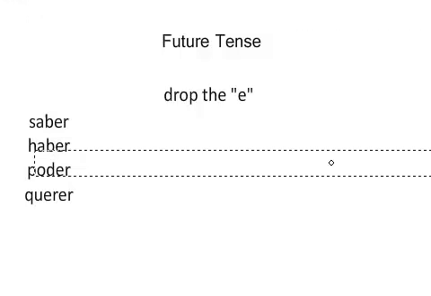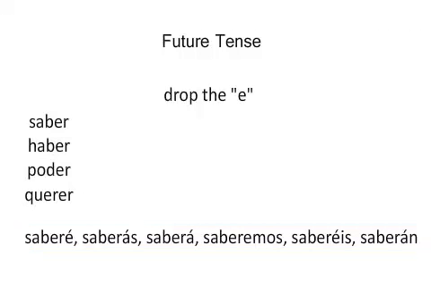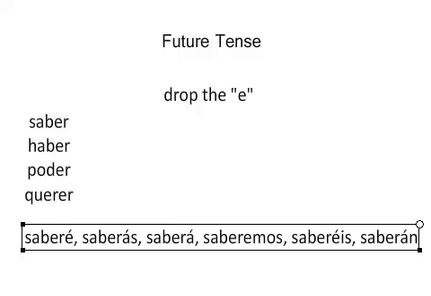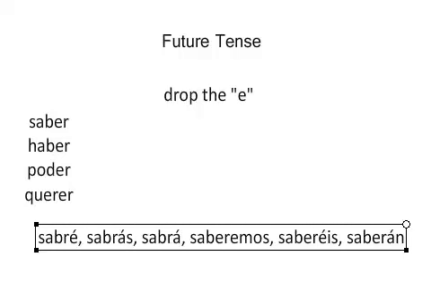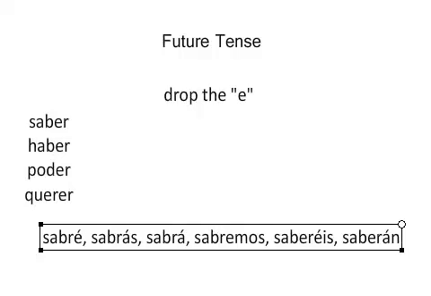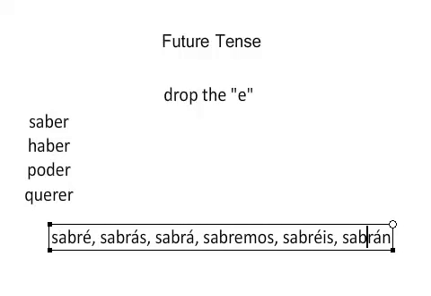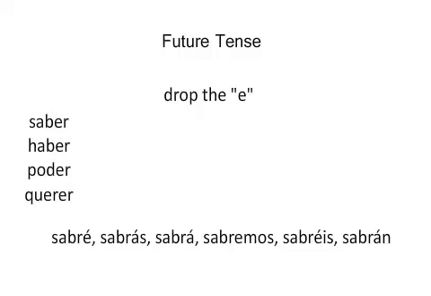Let's look at the verb saber. Knowing what we now know about the future tense, we would expect the forms of saber to be saberé, saberás, saberá, saberemos, saberéis, saberán. However, since it's a drop the E, we're going to go back and we're going to cut the E out of each of these. Remember, we just do this because this happens to be a drop the E irregular verb in the future tense. So instead of what we had before, we have sabré, sabrás, sabrá, sabremos, sabréis, sabrán. The same would go for any of these others, habré, podré, querré, and so forth.